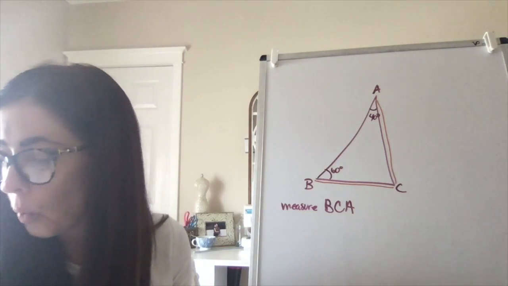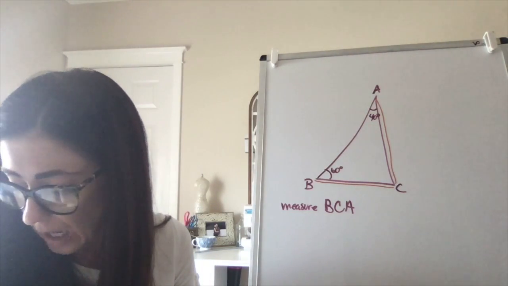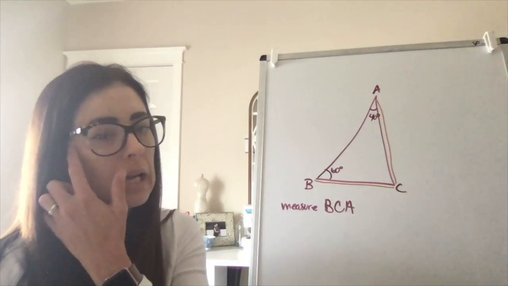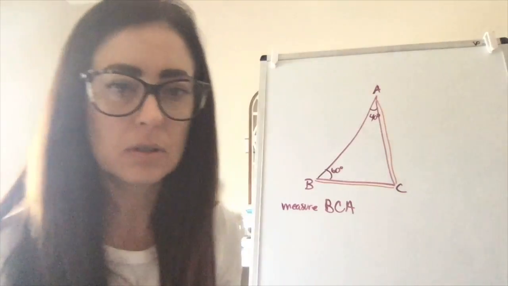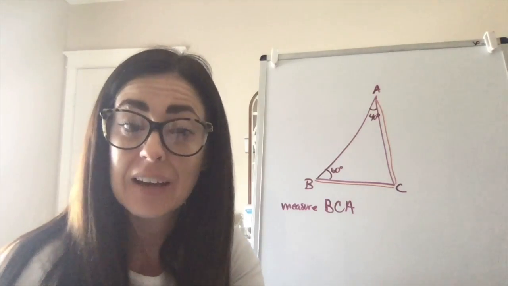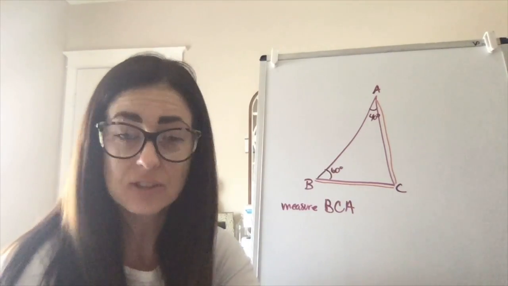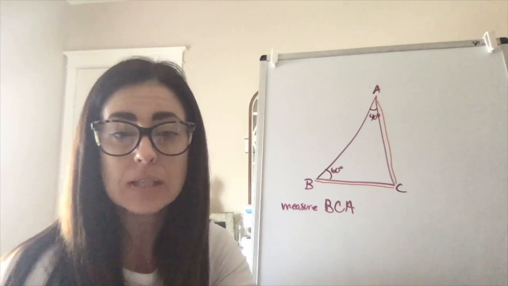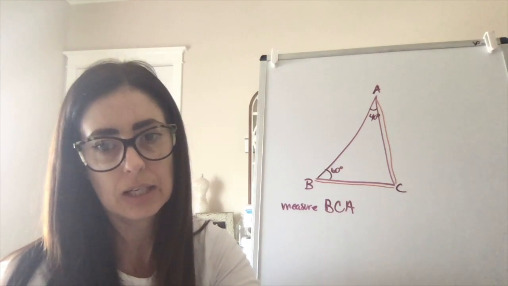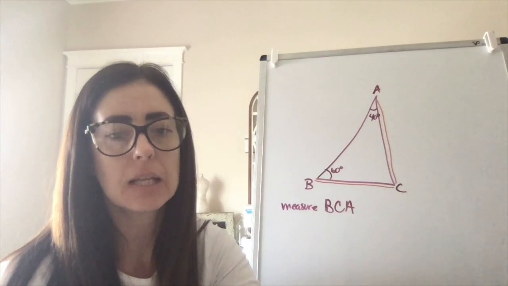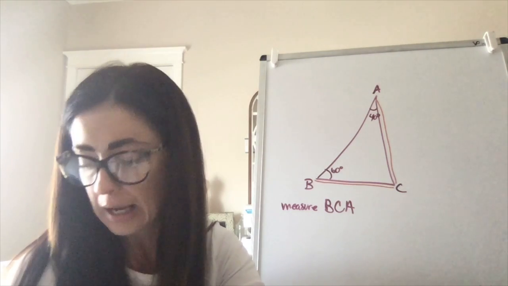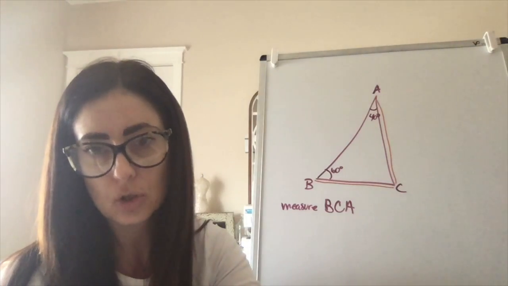All right, so now the other thing to know about triangles, I kind of skipped over this. This is a universal truth for the rest of your math career: a triangle's internal angles will always add up to 180 degrees. I'm going to say that again. For a triangle, the internal angles will always add up to 180 degrees.